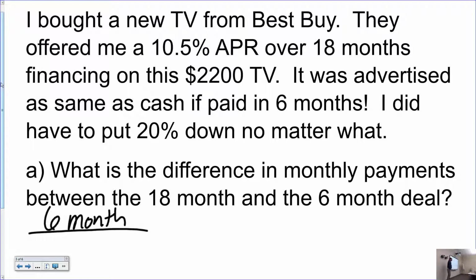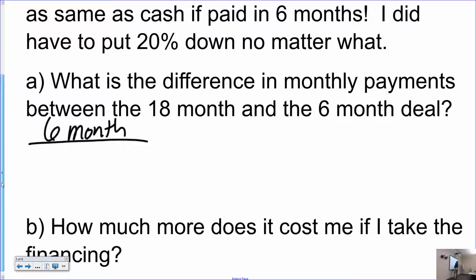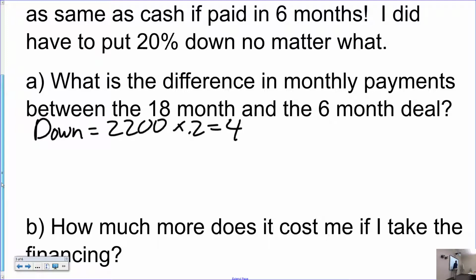What do you have to do first, technically? Take off the 20%, right? Don't forget that technically you need to tell me how much you put down, right? So Best Buy's going to make you give them $4,400 up front to get it, okay? So how much do you finance? 760.